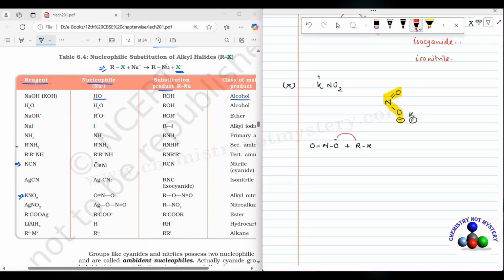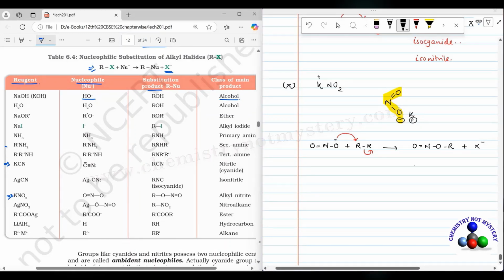So it will donate electrons to the alkyl group, expel the halogen in the form of halide ion, and as a result of it you will get O double bond N single bond O single bond R, and the halogen is removed in the form of halide ion. So this is alkyl nitrite. Now come to the next reagent. The next reagent is AgNO2.